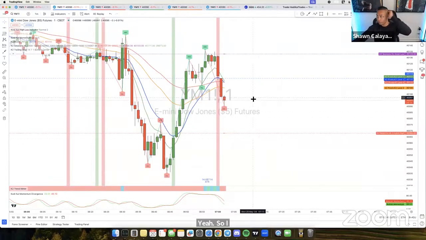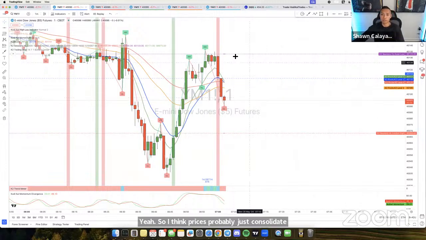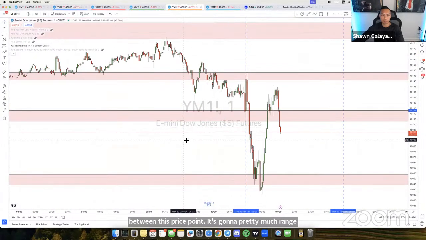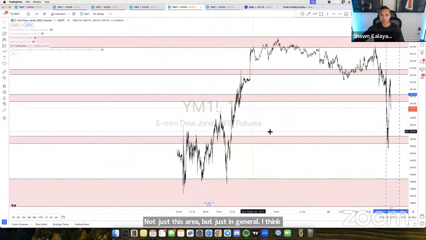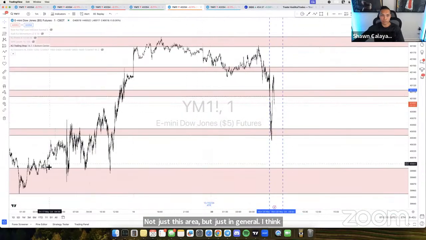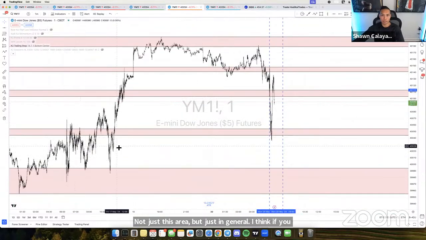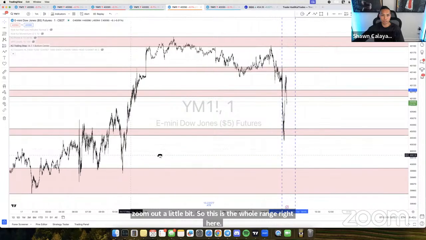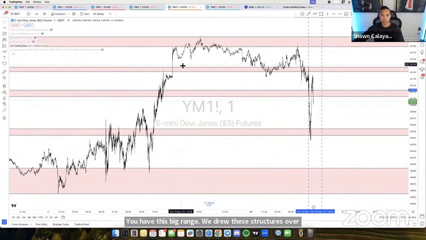So I think price is probably just going to consolidate between this price point. It's going to pretty much range and consolidate within this middle area for a while. Not just this area, but in general. If you zoom out a little bit, so this is the whole range right here. See how this big range? We drew these structures over here, but you can see how price has been ranging between this whole middle area for quite some time.